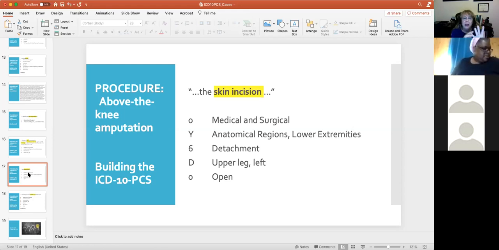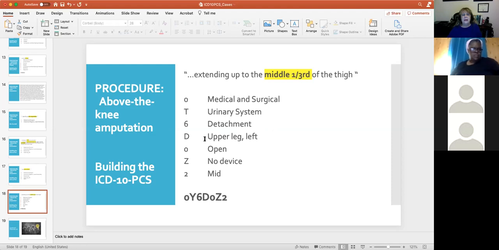So we have medical, surgical, anatomical regions, lower extremities. Detachment is the root operation term. The body part is upper leg left. And it obviously is an open procedure because they are seeing lots of the inside of the body. And of course, that's the key part. And then there is no device. And then the qualifier would be the mid thigh.